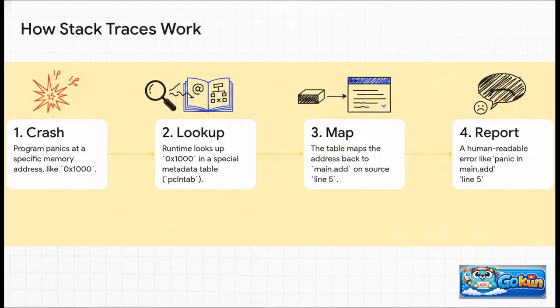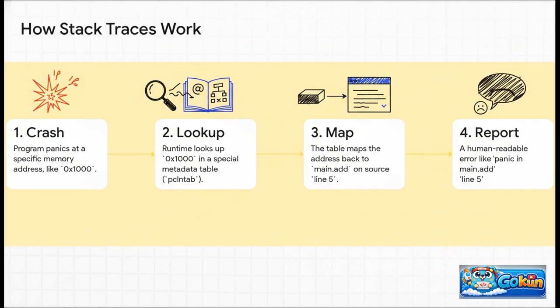And now for debugging. How do we get those nice, helpful stack traces when all the CPU knows about are raw memory addresses? Well, that's the other amazing gift from the linker. While it's working, it creates extra metadata tables. The most important one is called the pclntab, which stands for Program Counter Line Table. Think of it as a reverse dictionary. It maps memory addresses back to function names and line numbers.